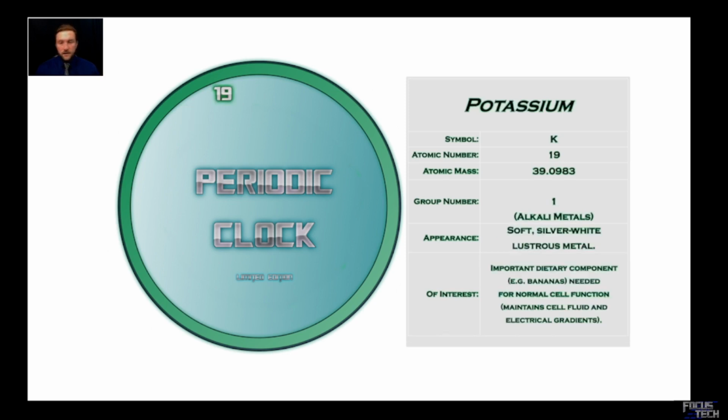Number 19, potassium. So potassium is a really important dietary component. It falls into group 1, which is the alkali metals. It naturally has a soft, silver-white and lustrous appearance. It's a very important dietary component that we obtain from bananas. And what does it do? Well, it maintains normal cell gradient potential, so it helps your cells to retain the right amount of fluid and to allow normal signaling to occur. So a really, really important component.